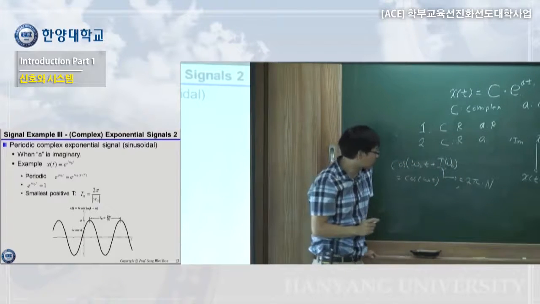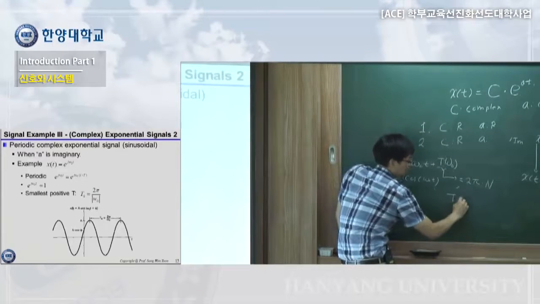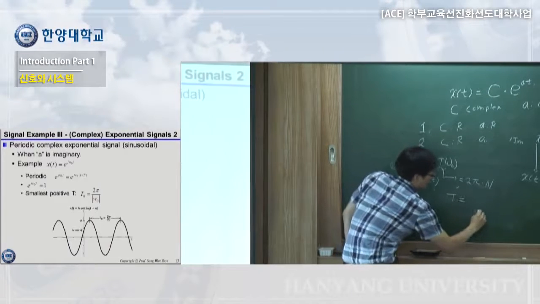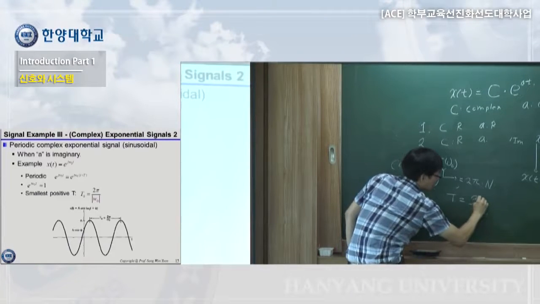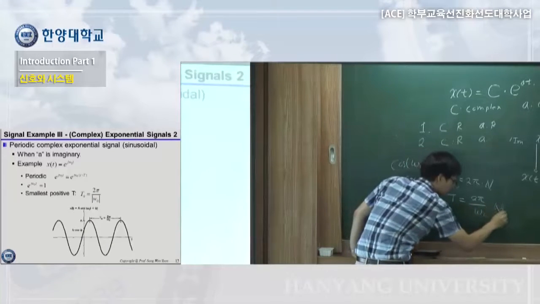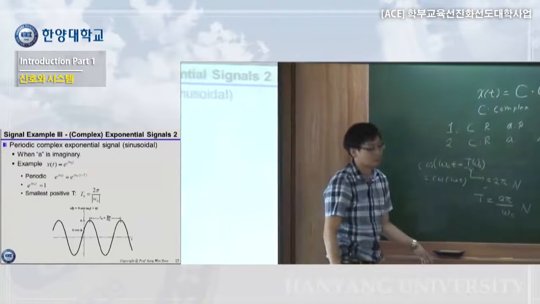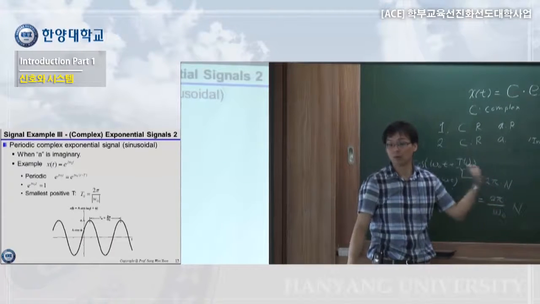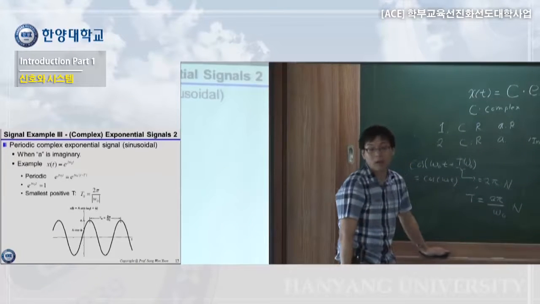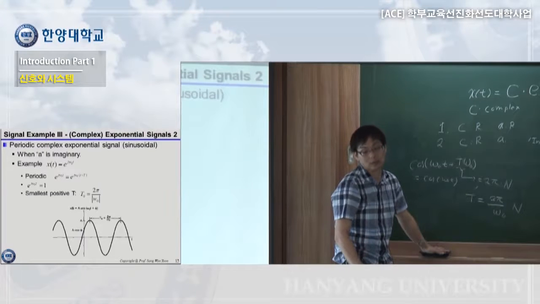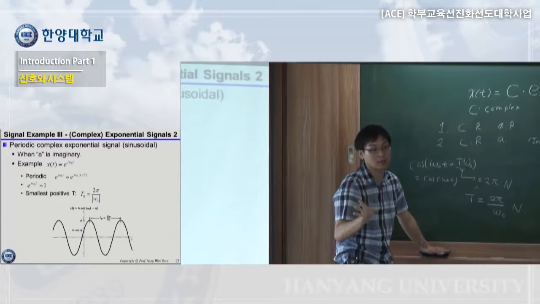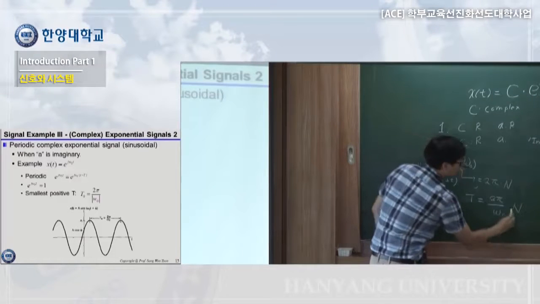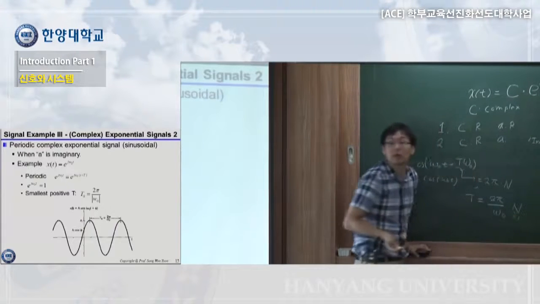So to do that, what's the t? Omega 0 times 2 pi times n. So n can be 1, 2, 3, 4, 5, whatever you may do. What is the fundamental frequency? It's the smallest positive t, when n equals 1. Right?